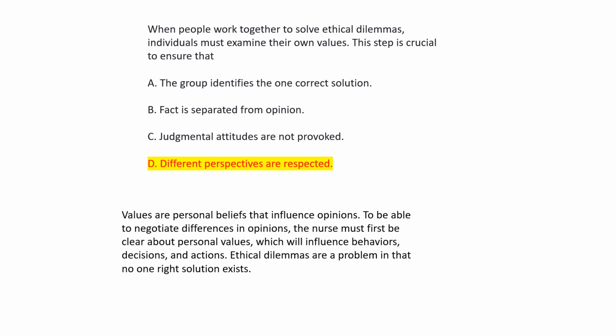Answer D. Different perspectives are respected. Values are personal beliefs that influence opinions. To be able to negotiate differences in opinions, the nurse must first be clear about personal values which will influence behaviors, decisions, and actions. Ethical dilemmas are a problem in that no one right solution exists.